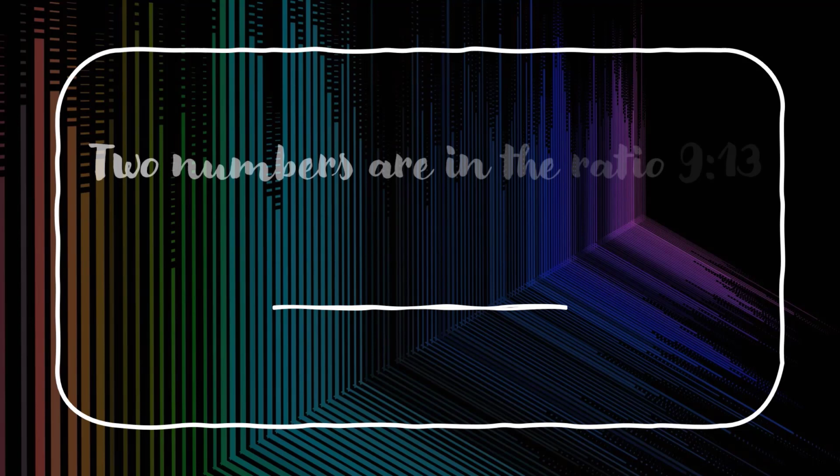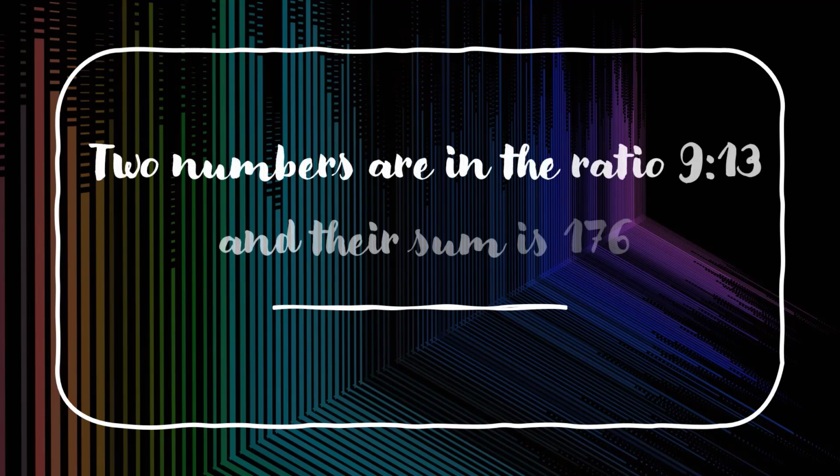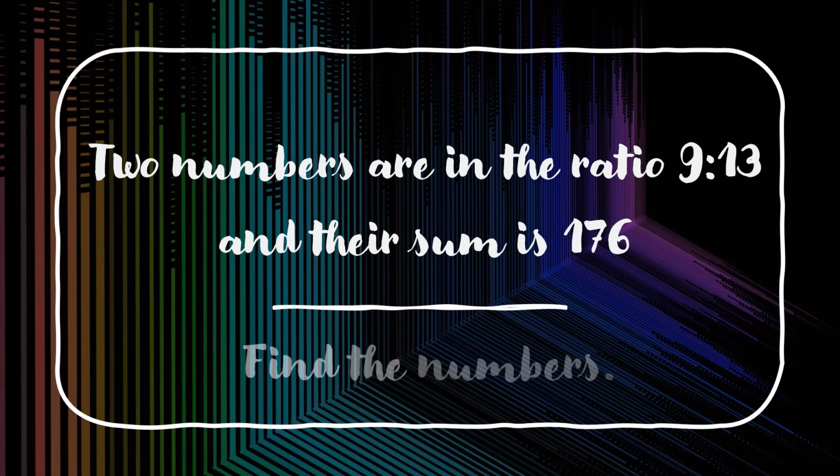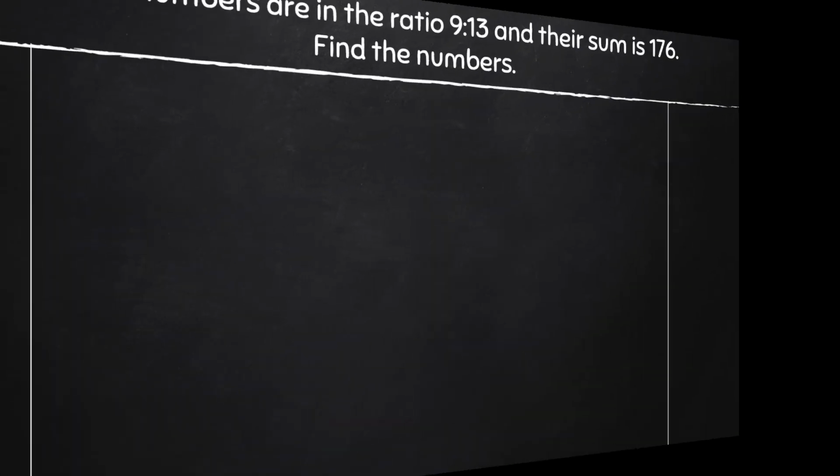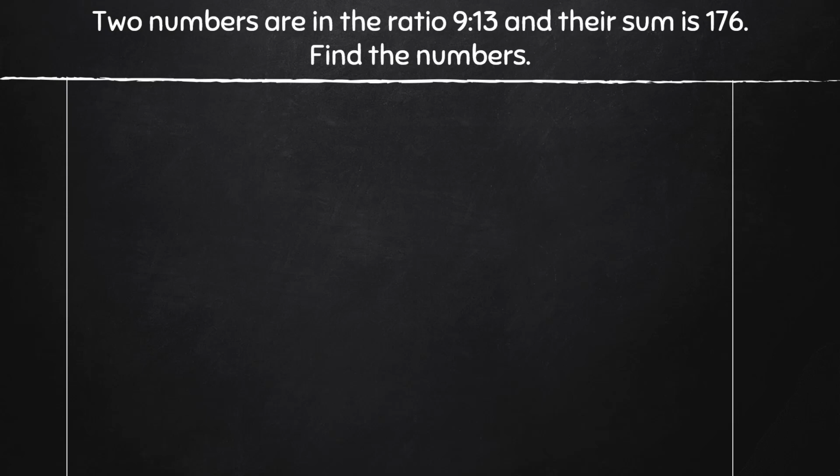Two numbers are in the ratio 9:13 and their sum is 176. Find the numbers. This is similar to what we had solved earlier. The total value is given and the ratio is given. Given ratio is equal to 9:13.